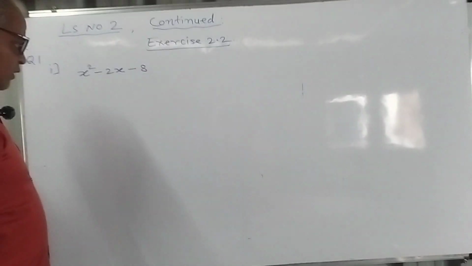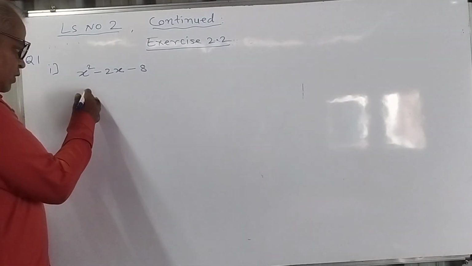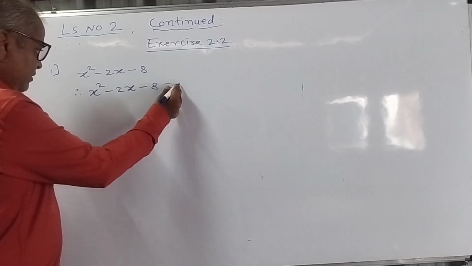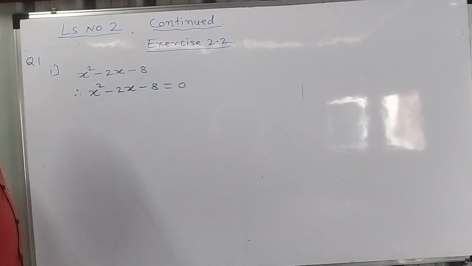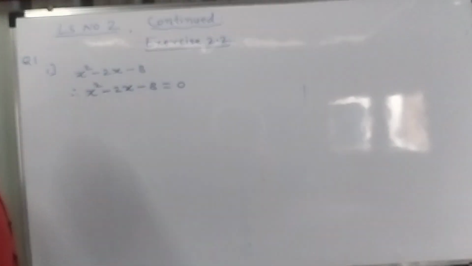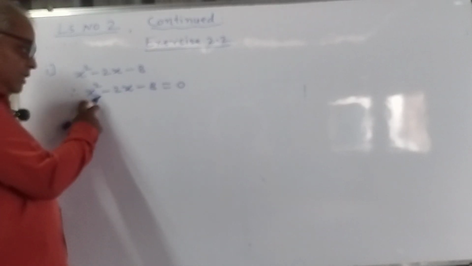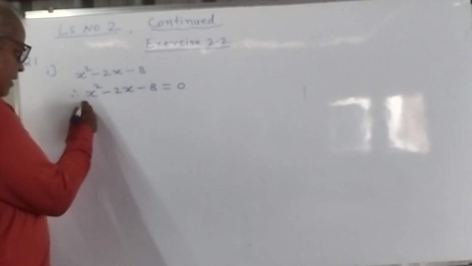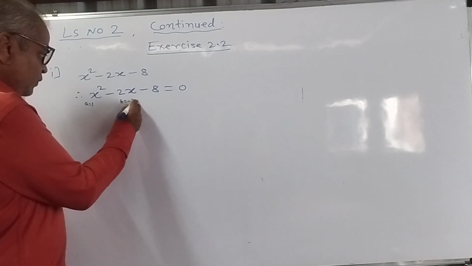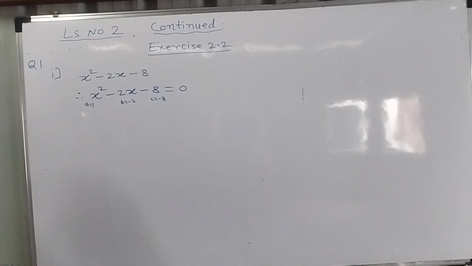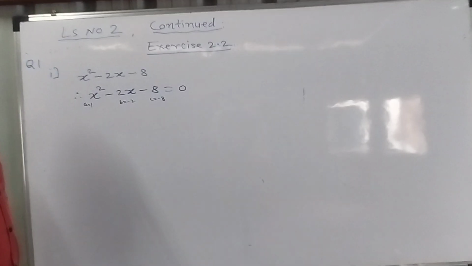And that's why we need to equate this polynomial with 0. So the first step is x square minus 2x minus 8 is equal to 0. Now when there is a quadratic polynomial which is a trinomial like this, in the form of ax square plus bx plus c, a is 1, b is equal to minus 2 and c is equal to minus 8. Now you can find out the zeros by splitting the middle term.